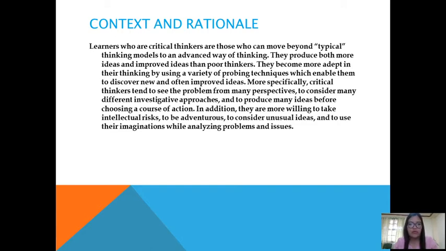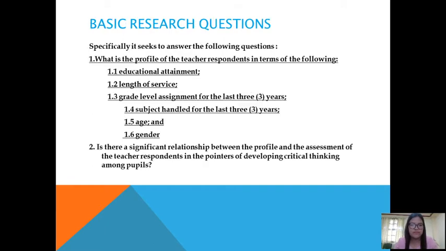and often improved ideas. More specifically, critical thinkers tend to see the problem from many perspectives, to consider many different investigative approaches, and to produce many ideas before choosing a course of action. In addition, they are more willing to take intellectual risks, to be adventurous, to consider unusual ideas, and to use their imagination while analyzing problems and issues.